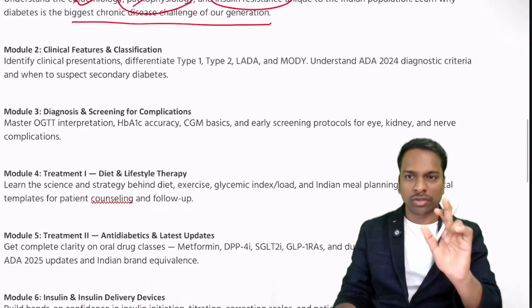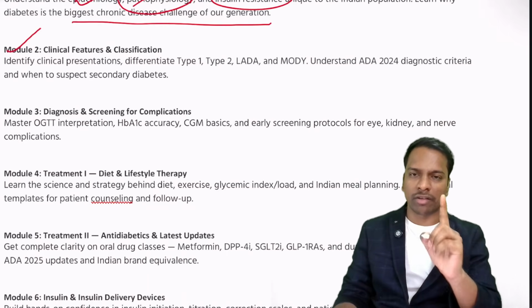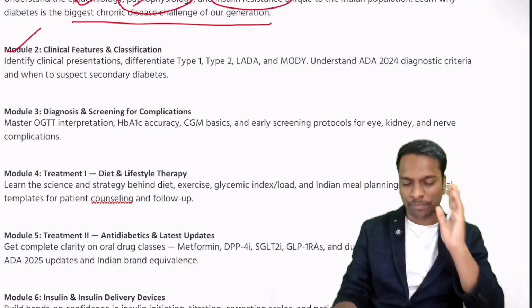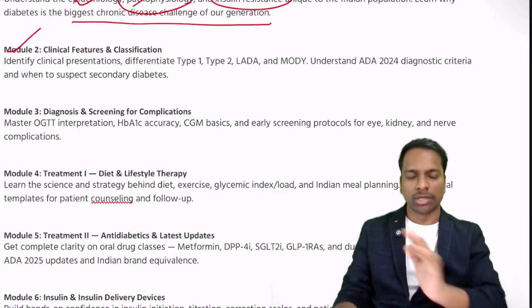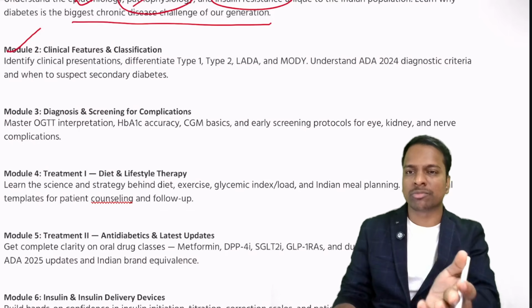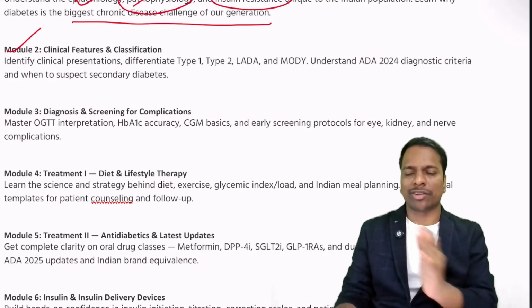Okay, so that will be about the first module. In the second module, we'll discuss the clinical features. Very, very important in your OPD practice. Never ignore the clinical features. Even though about 30% of patients are asymptomatic, whoever is symptomatic, you should never miss that.